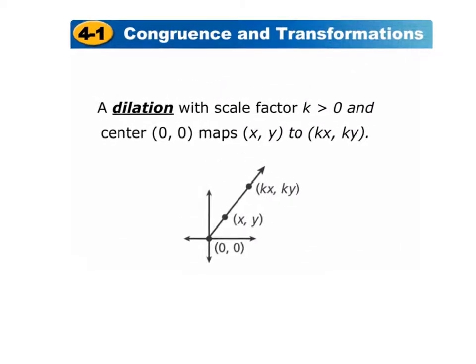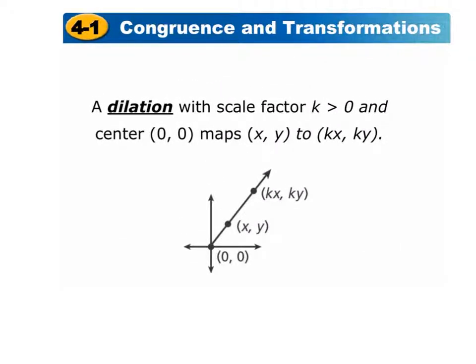For dilation, I don't understand what (0, 0) has to do with it. The point. Is that just the origin? Yeah. Oh, okay. So with dilation, the important thing here is the scale factor, k, which is what's going to be multiplied to the x and to the y. Can k be anything in this problem? It can be anything. It just has to be greater than 0.